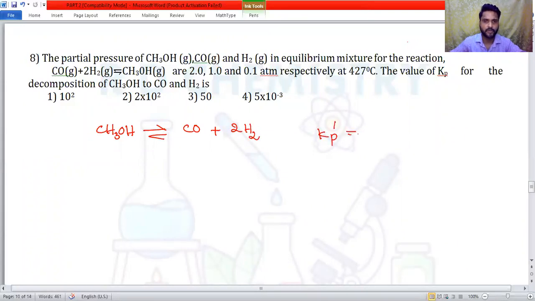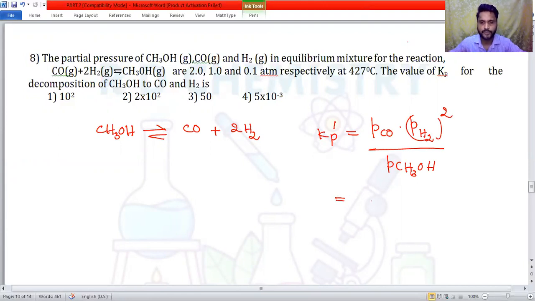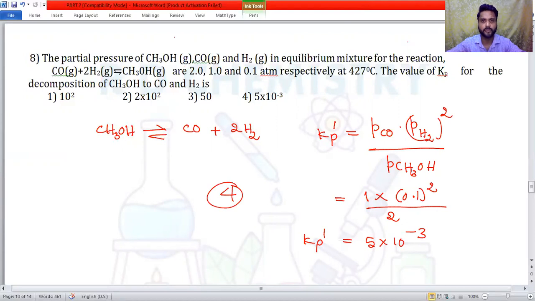For this, we have to calculate Kp. Let me write Kp dash is equal to partial pressure of carbon monoxide, reactants first, partial pressure of hydrogen, number of moles are 2, so square it, divided by partial pressure of the methyl alcohol, CH3OH. They have given the partial pressures of all these in the question. So substitute 1 into 0.1 whole square divided by 2. So this Kp dash gives the answer 5 into 10 to the power minus 3. That is option number 4, right?